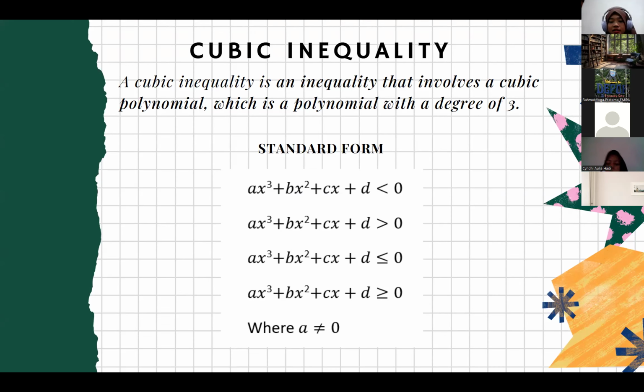The second form is ax cubed added to bx squared added to cx added to d is greater than 0. And the third form is ax cubed added to bx squared added to cx added to d is less than or equal to 0. And the last form is ax cubed added to bx squared added to cx added to d is greater than or equal to 0, where a is not equal to 0. Next, please.